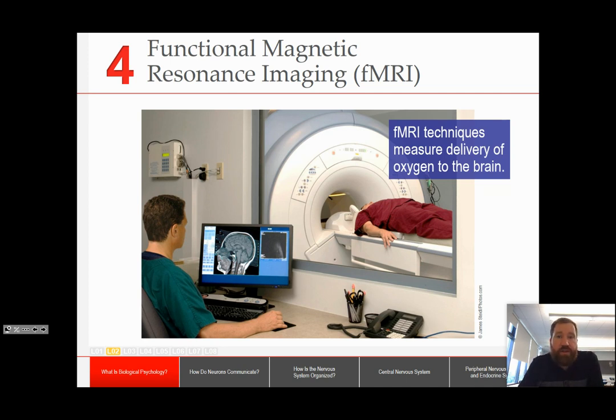So an MRI shows structure, but an fMRI shows function, hence functional MRI. What this does is it measures oxygen to the brain, and it can then show you specifically what parts of the brain are active during certain stimuli.